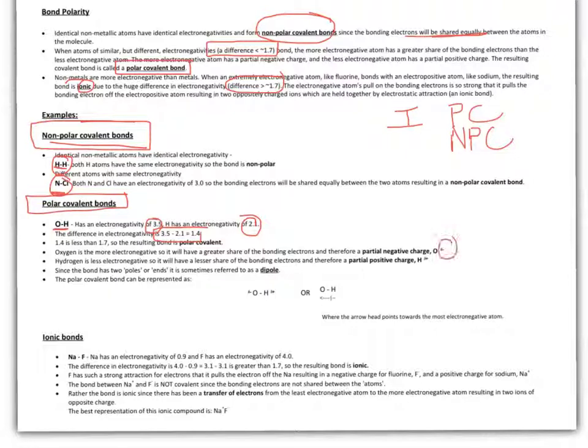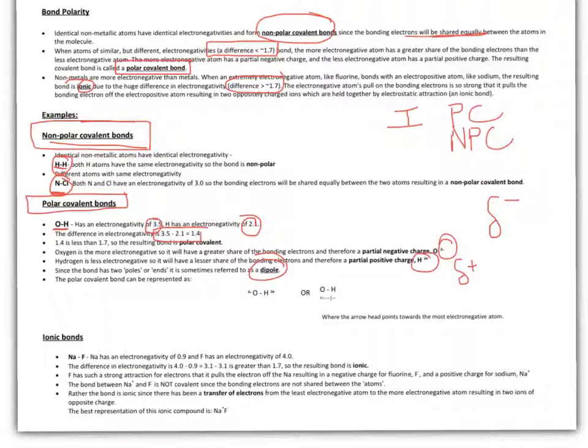I'm going to enlarge this. It is this letter and a negative sign. Okay, that's a Greek letter. And then hydrogen is slightly positive. When this happens, that means that the bond has two poles, two ends, and this is called a dipole.